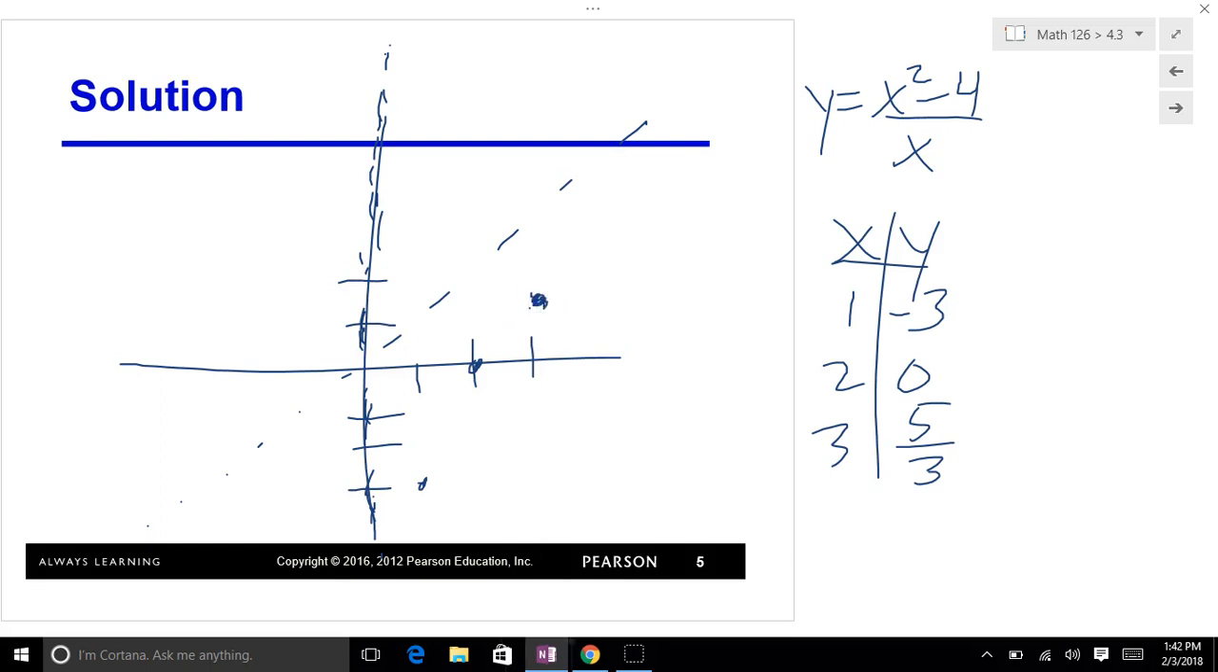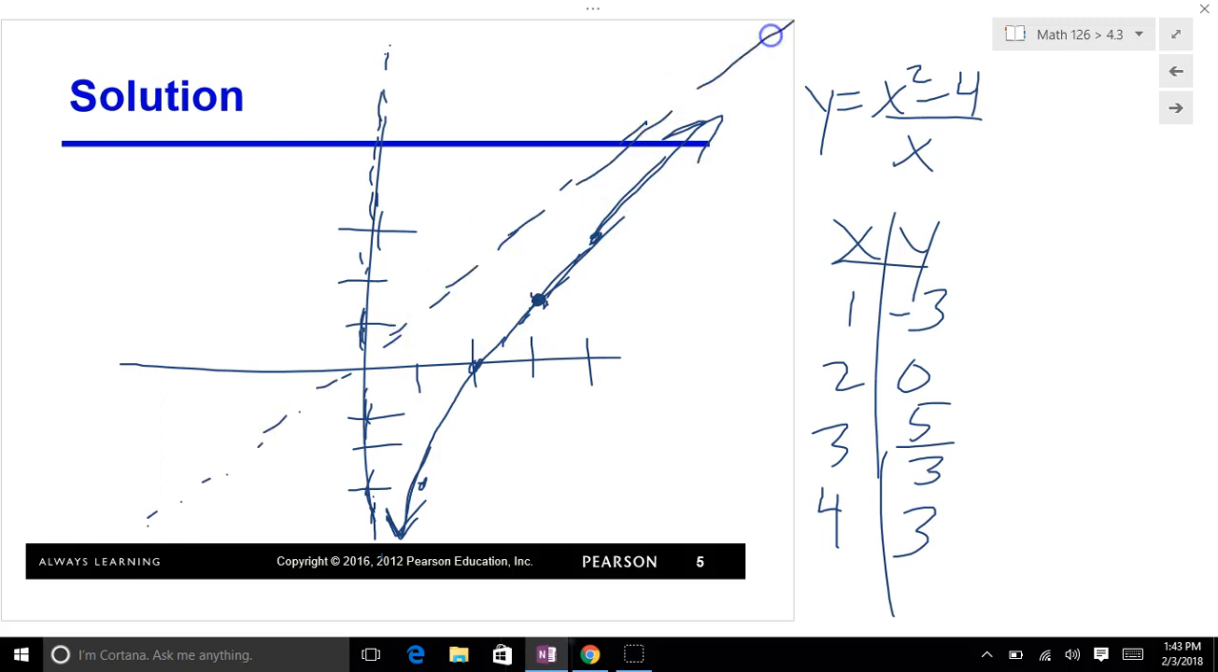Anyways, we could keep doing some more, but I know as I'm approaching 0 from the right, it's going to shoot down because I have this vertical asymptote. And as I keep going out further and further, like 4, I got 12 over 4, 3, 4, comma 3. As I go out further, because this is a slant asymptote, I'm going to get closer and closer and closer to that dotted line, that slant or oblique asymptote.